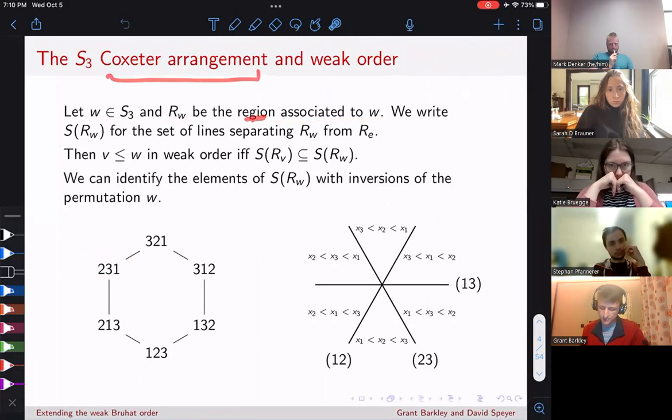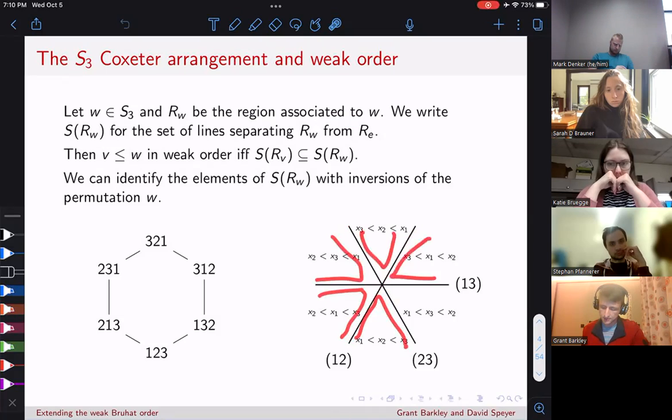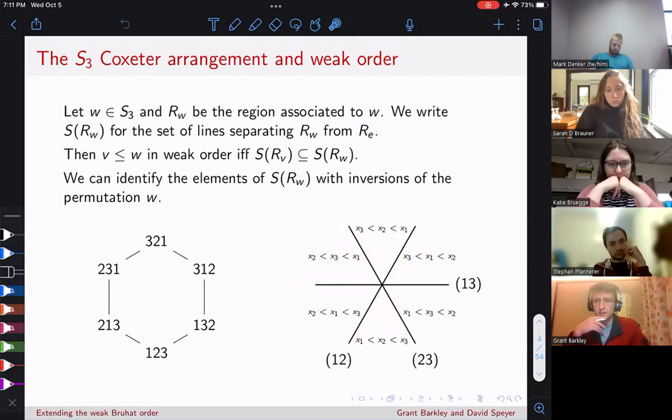Our Coxeter arrangement, which is shown here in the bottom right, splits all the space up into various regions. The regions are these triangles here. So that's a region, this is a region, that's a region, that's a region, that's a region, and that's a region. Our Coxeter arrangement splits up space into regions. And when I say the region associated to W, I mean if we take a vertex here and we act with the symmetric group on this space, we look at where this vertex gets sent.